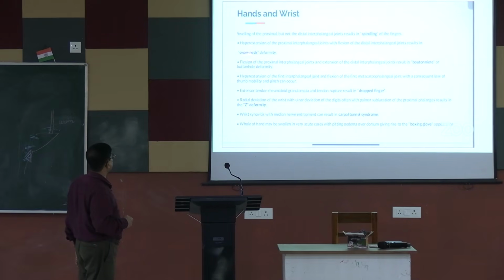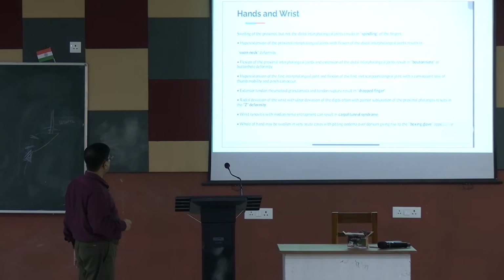This is called swan neck deformity. This is hyperextension of the proximal joint and it produces swan neck deformity. Then also there is Boutonnière deformity. There is flexion of the proximal interphalangeal joint, and also there is extension of the distal interphalangeal joint. That causes Boutonnière deformity. I will show you pictures in the next slide.